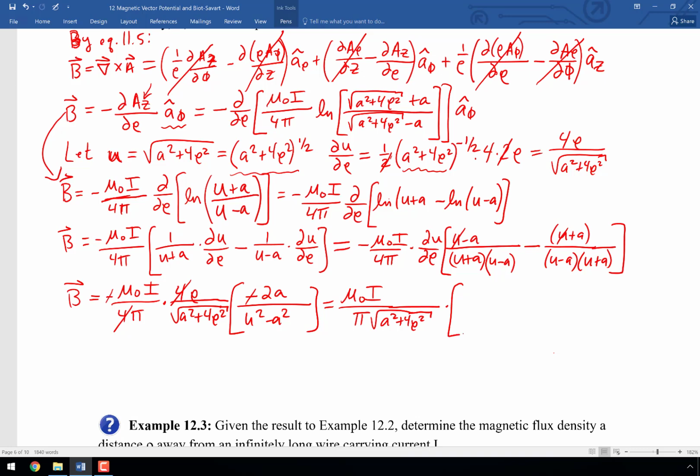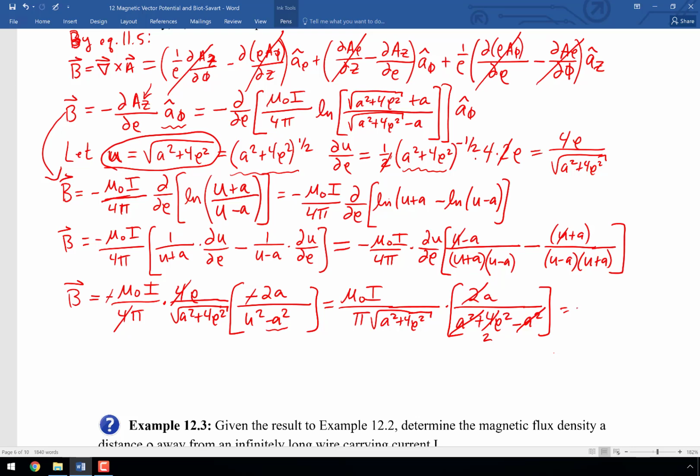times 2a divided by, what's u squared? Well, u was defined to be this quantity right here. So u squared is just going to be a squared plus 4 rho squared. And then don't forget this minus a right here. I'm sorry, minus a squared. The a squared and the minus a squared are going to cancel. This 2 will cancel with half of this 4.